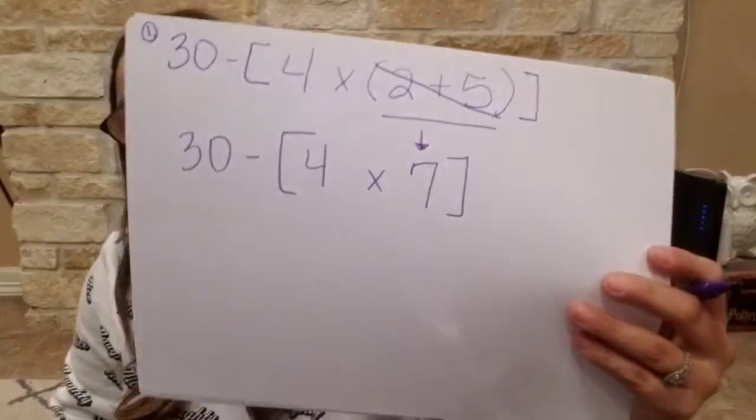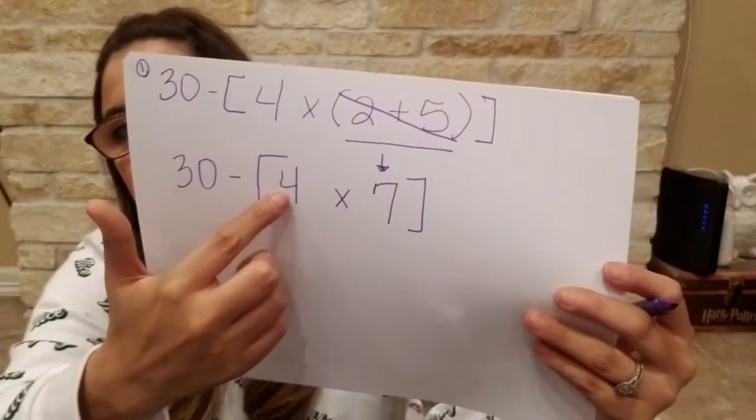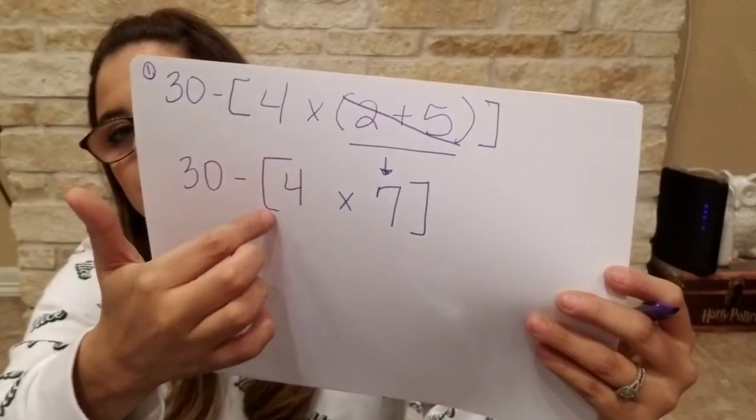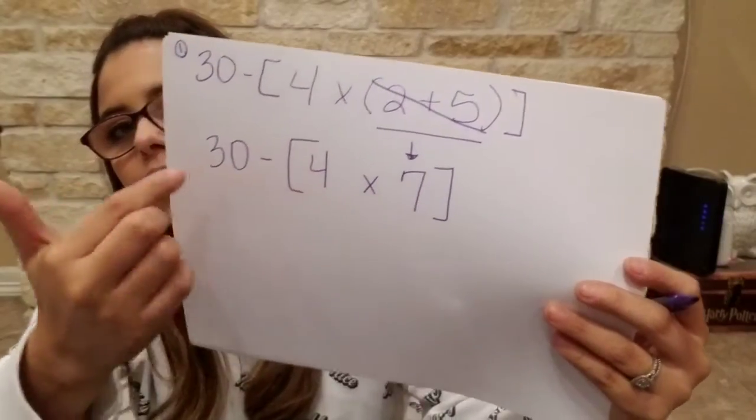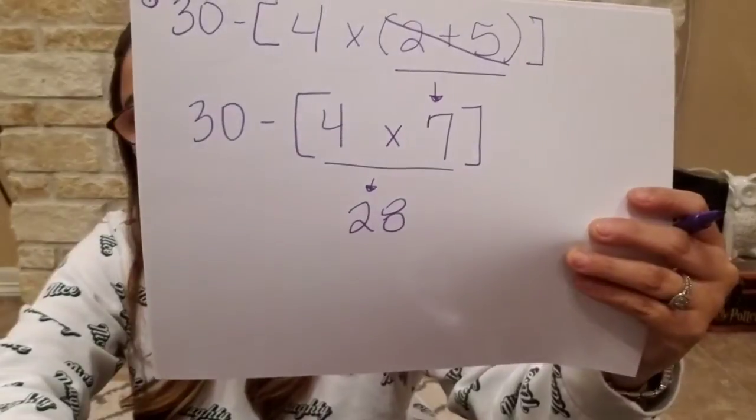So we should have this left over, right? So we're left with 30 minus brackets, 4 times 7. Remember, brackets or parentheses need to go first, so I have to solve this. Even though this is in front, I still need to solve this part first. So 4 times 7, if you know your multiples, should give you 28. Okay, just like that. Right?